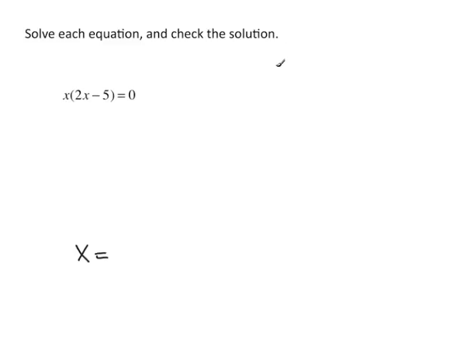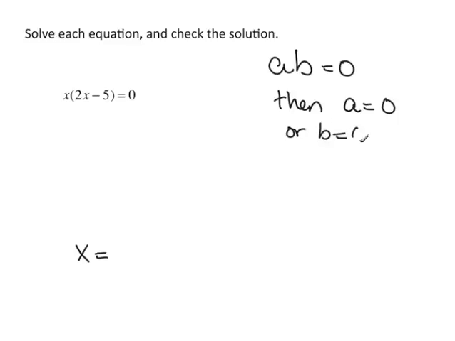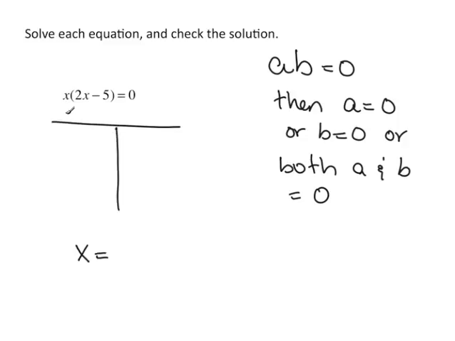And that property states that if a times b is equal to 0, then a is equal to 0, or b is equal to 0, or both a and b are equal to 0. So what we need to do with this is we need to set each of the factors equal to 0. So we set x equal to 0 and 2x minus 5 equal to 0, and then we need to solve for the variable. This one's already solved for, so we get our first answer.